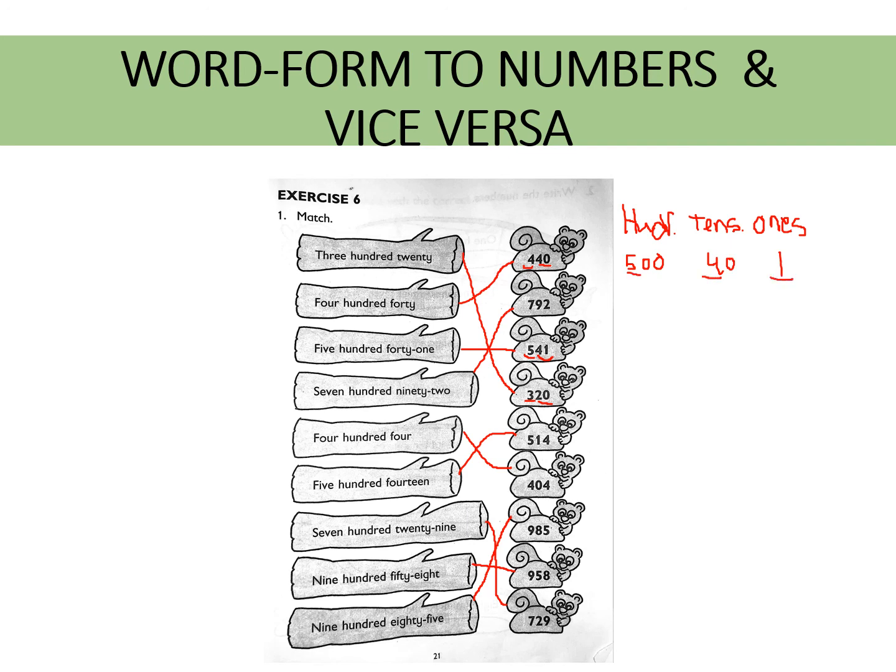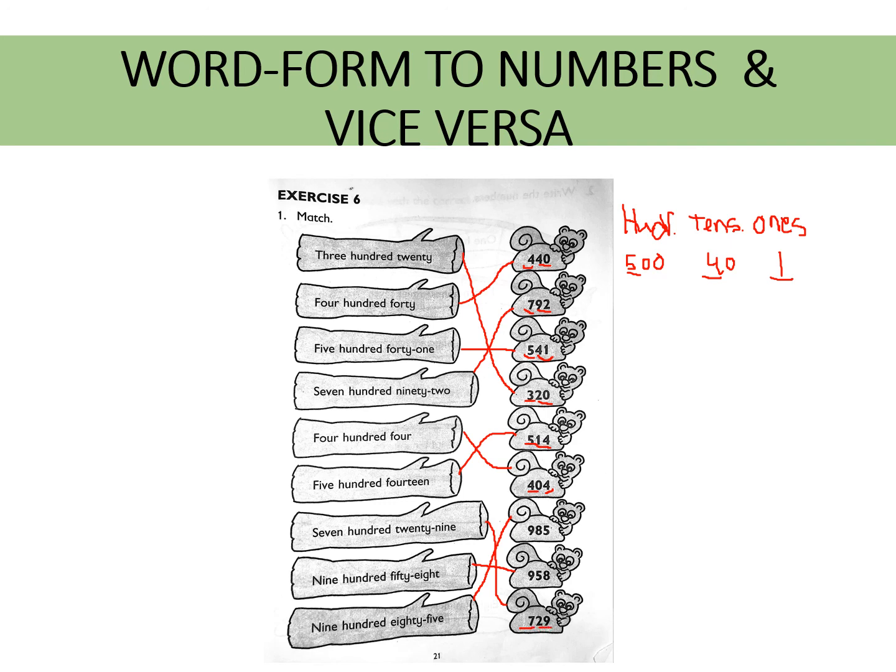541. Okay, let's see. We have 792. This would be this one right here. 792. 404. That's easy. There you go. 404. Very simple. 514. 500 right here, and then your 14. Let's see, we have 790. Nope, 729. Interesting. 729. That would be this one right here.